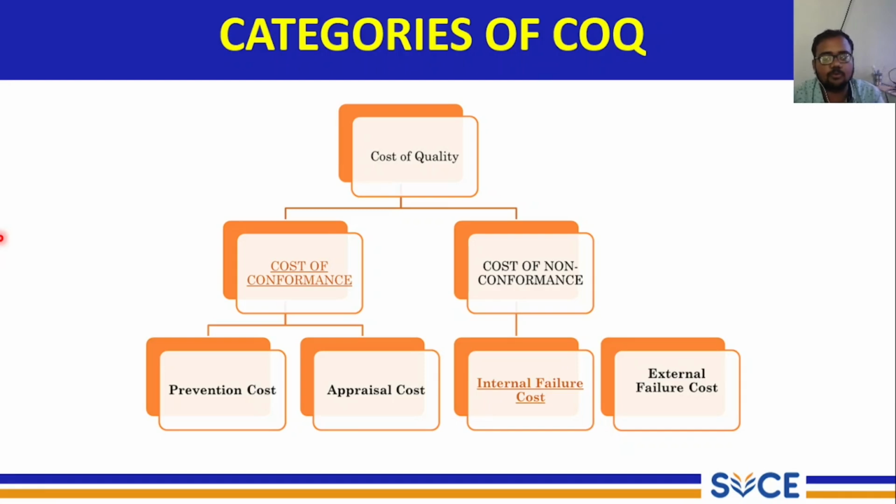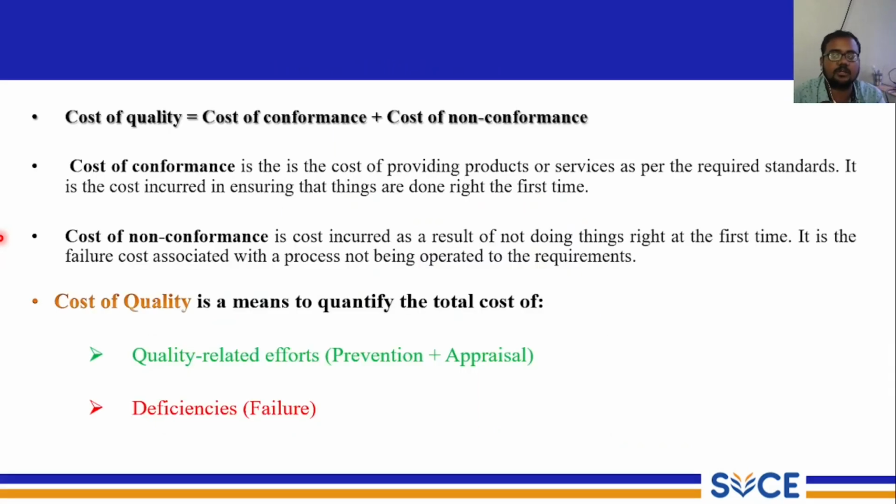So cost of poor quality has been categorized into two categories. First one is cost of conformance and the second is cost of non-conformance. Under cost of conformance, we have prevention cost and appraisal cost. And under cost of non-conformance, we have internal failure cost and external failure cost. So how do you calculate this cost of quality? It is the sum of conformance and non-conformance costs which are incurred in bringing out a product or a service.